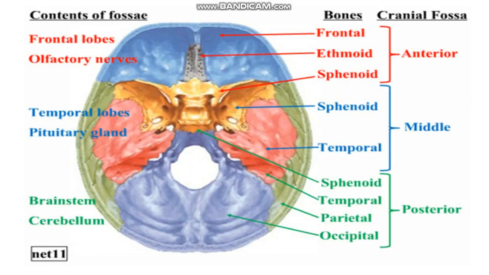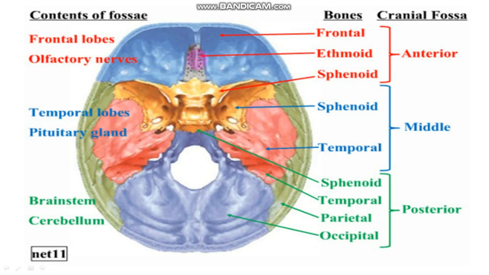In this image we can clearly see the different bones, which are demarcated with different colors. You can clearly see the frontal bone, ethmoid bone, and sphenoid bone. You can clearly see the temporal bone, and you already know this is the petrous part of the temporal bone. Now the parietal bone and occipital bone.